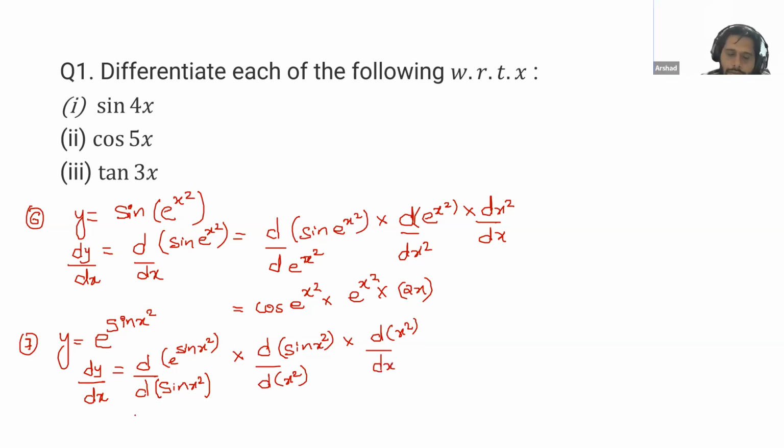Now, what is the derivative of exponential? The same, exponential. So the variable which is here will remain the same. What is the derivative of sine? Cos. The angle will remain the same. What is the derivative of x squared? 2x.